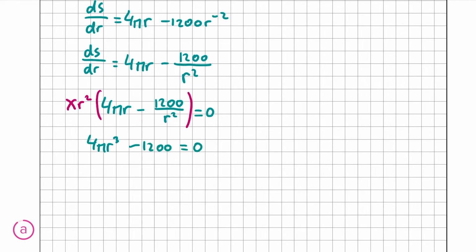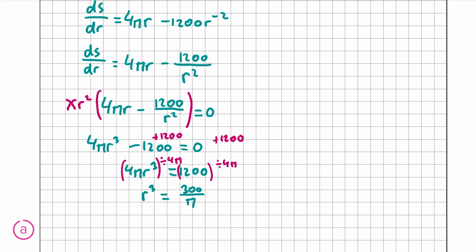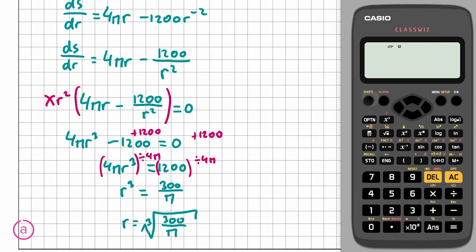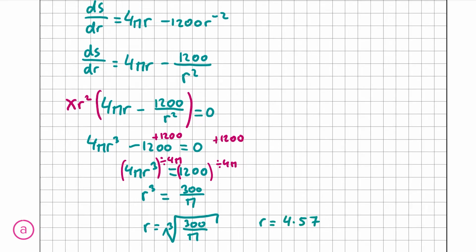Now we can solve for r, so I'm going to add 1200 on both sides to give me 4πr³ equals 1200, and then divide both sides by 4π. So then I get r³ equals 300/π. To find r, I'm going to get the cube root of 300/π. To work this out, we can pop this in the calculator. The cube root of 300/π is 4.570781497. So we're going to keep that as 4.57 centimetres, and that's equal to r when the surface area is at a minimum.